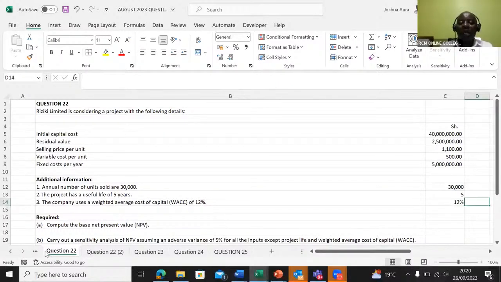If you look at part B, it says to carry out a sensitivity analysis of NPV assuming an adverse variance of 5% for all the inputs except project life and WACC. Now they want us to change these things. For the first one, I'm going to use this information the way it is to get net present value. You can only get net present value using the cash flow model. You must first calculate cash flow. How do we get cash flows? First of all, by ascertaining profits.